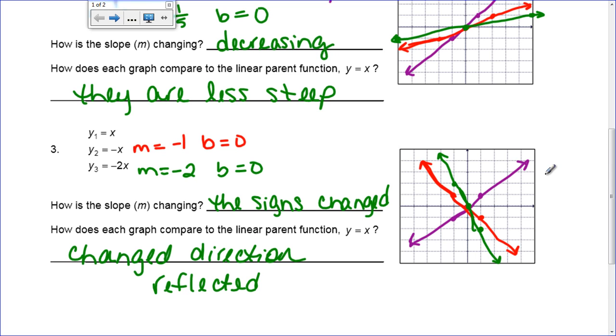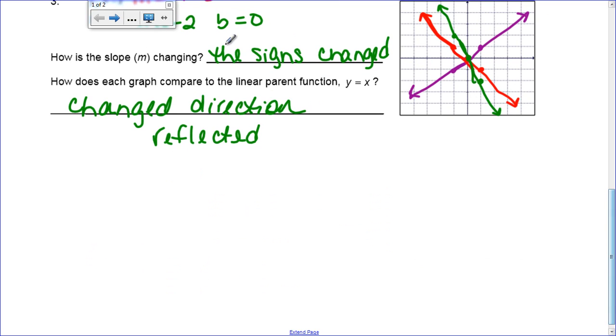And so what happened is I took this purple line and I reflected it over the y-axis, and so when I reflected it over the y-axis, I reflected these points over, and so now my line decreases instead of increases. So this is reflected over the y-axis, and that's what happened. But you're going to see that it's going to say it was reflected. Negatives make it reflect, makes it change direction.